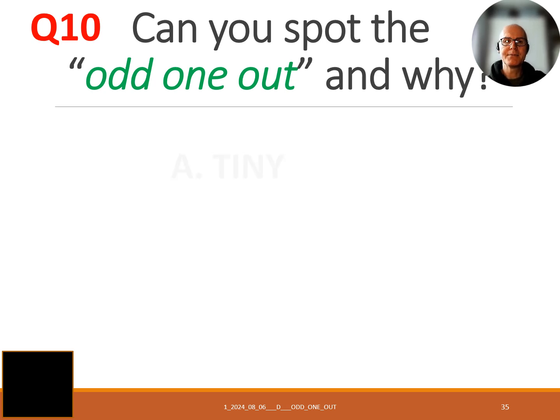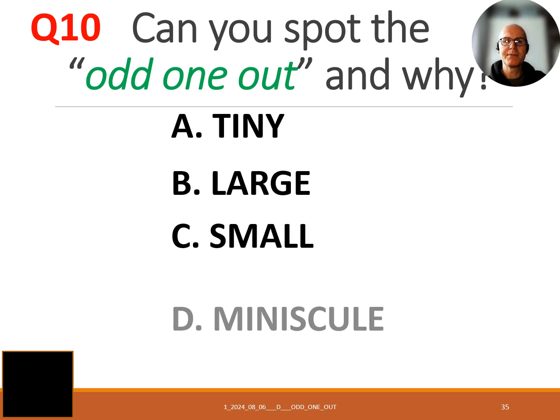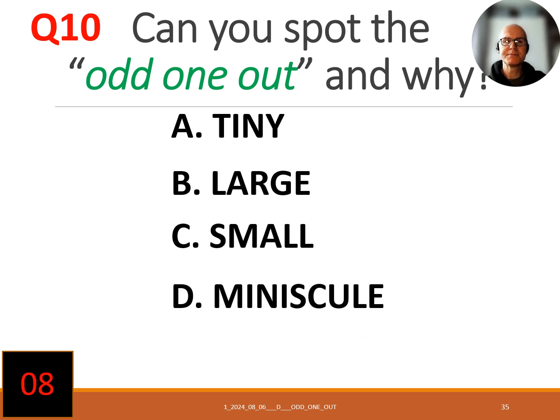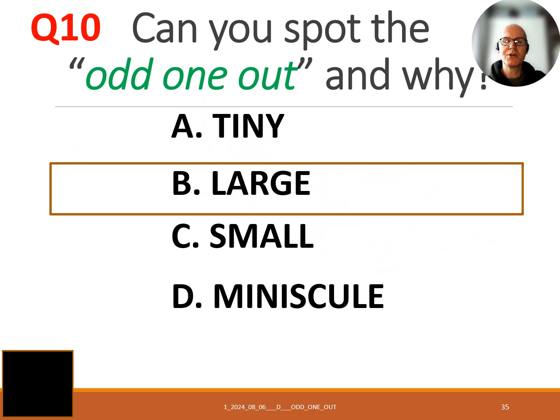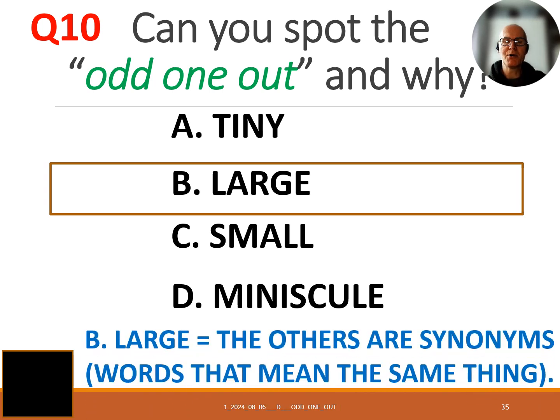Question 10. Tiny, large, small, and minuscule. What was the odd one out from these 4 adjectives? The odd one out here was large, because tiny, small, and minuscule all mean the same thing. They are synonyms, whereas large means the opposite. It is an antonym of the other 3.